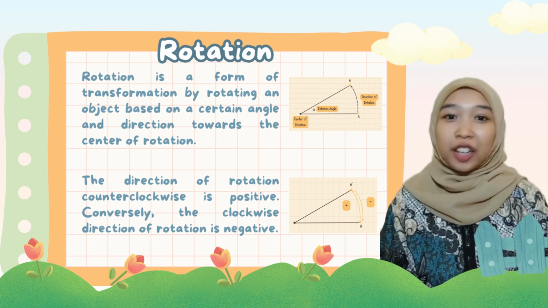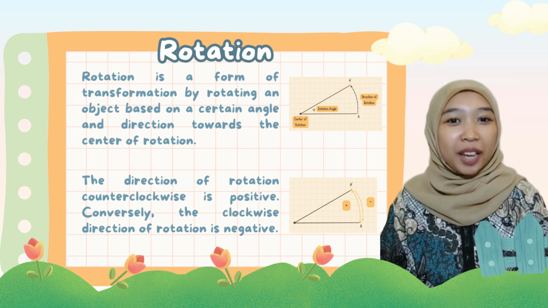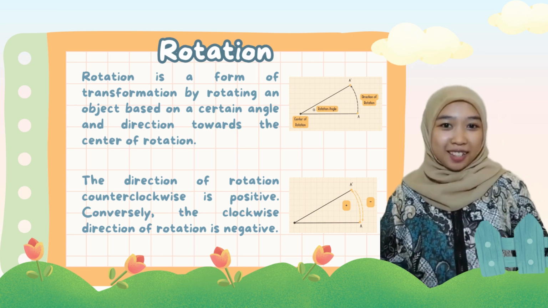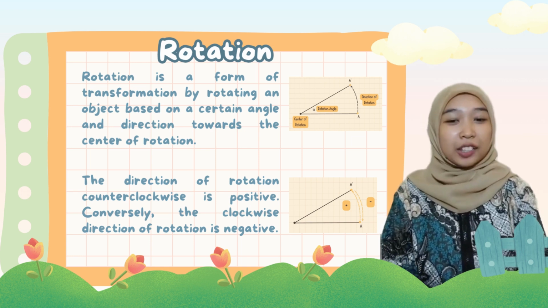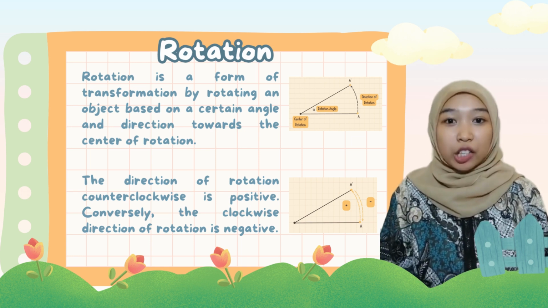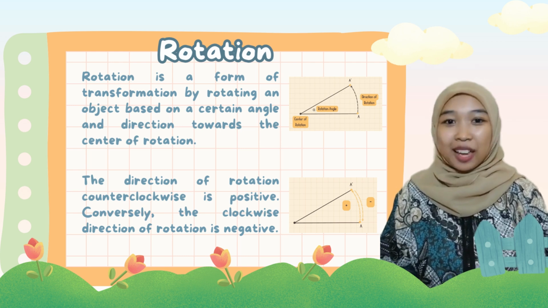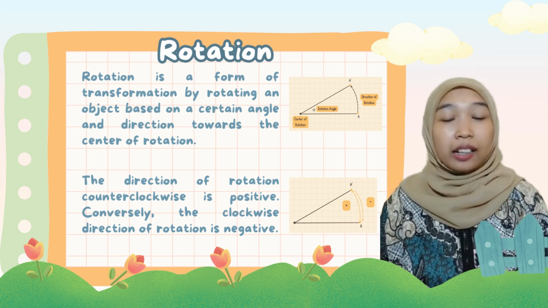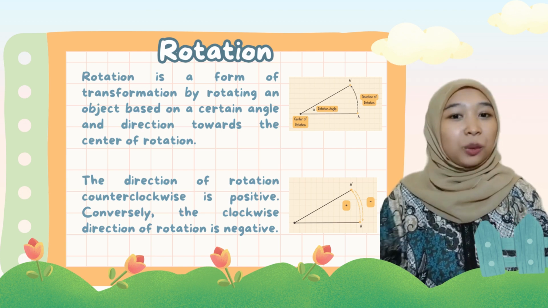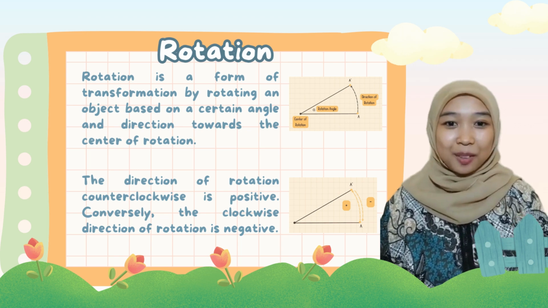Rotation is a form of transformation by rotating an object based on a certain angle and direction toward the center of rotation. The direction of rotation counterclockwise is positive. Conversely, the clockwise direction of rotation is negative. The most common rotation angles are 90 degrees, 180 degrees, and 270 degrees.